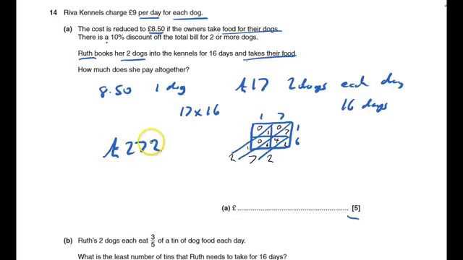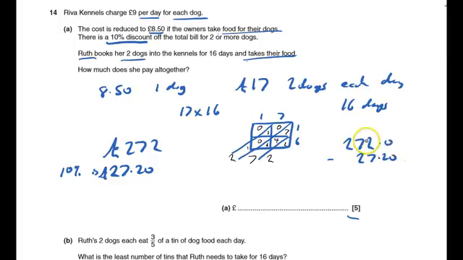but 10% reduction for 2 or more dogs. So 10% is £27.20, and that's why I've got to now take it off. So I've got 272. I've got to take away £27.20. I'll do it. Standard column procedures.